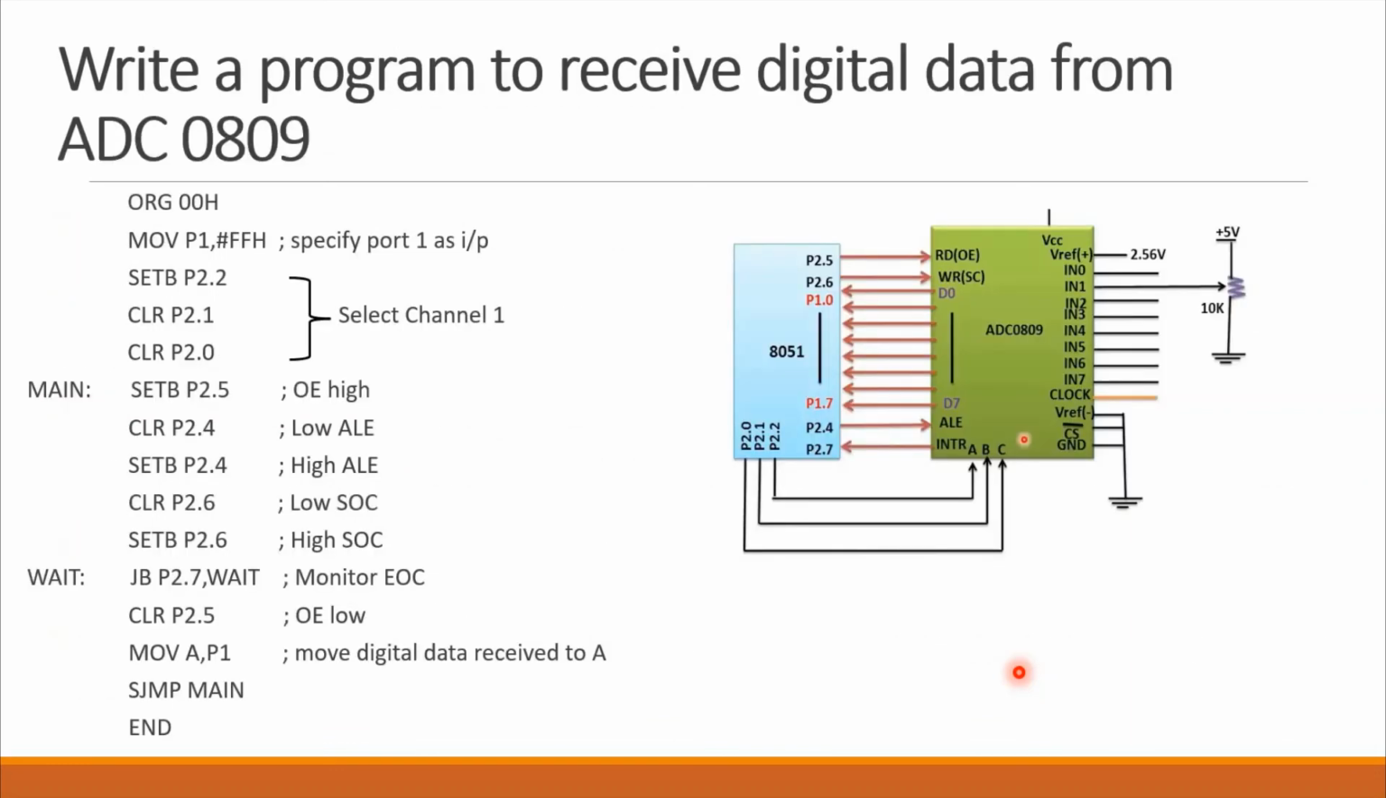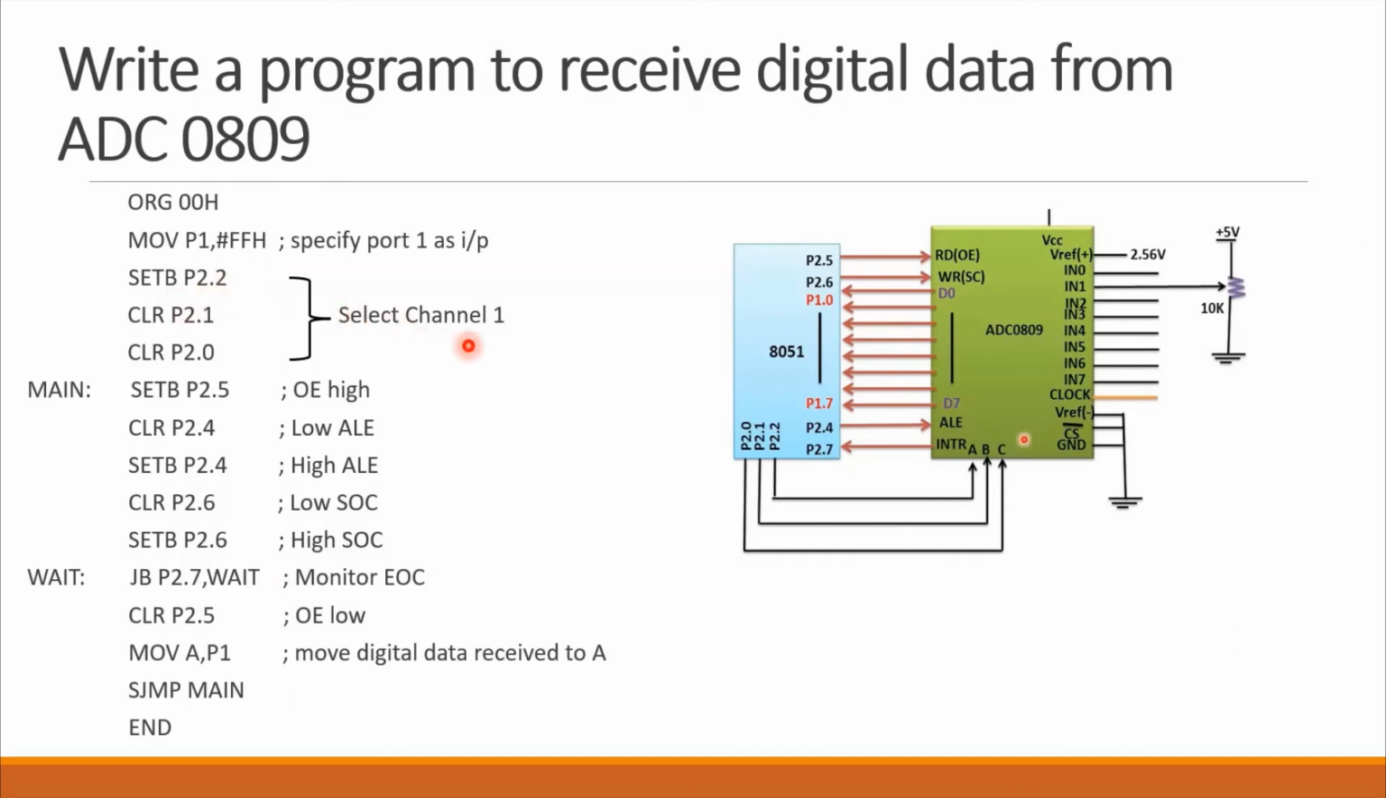These are the steps to be followed, and the same will be followed while writing the program. So here the question is: write a program to receive digital data from ADC. Here I have considered the same diagram, and for this diagram we'll write the program. First of all, you have to define which port is acting as an input. Port 1. So define port 1 as an input. Sorry, here we have to write it as #0FFH. That part is missing. So we have defined port 1 as an input.